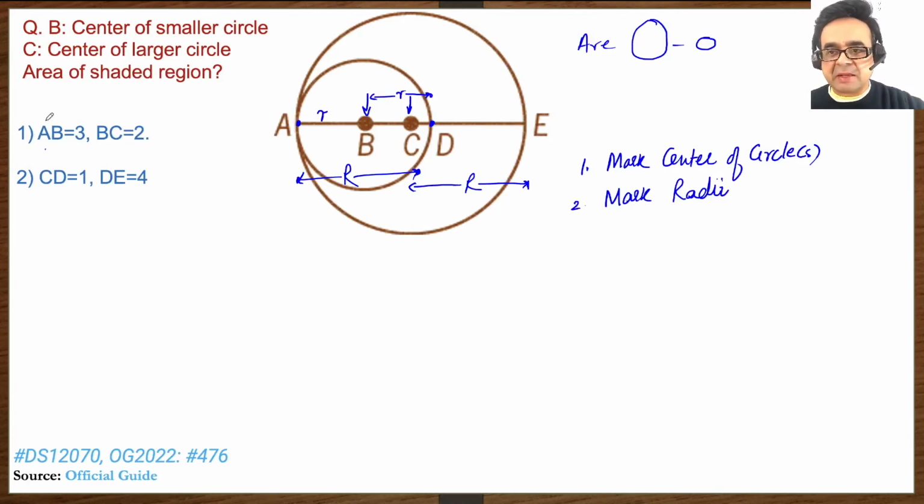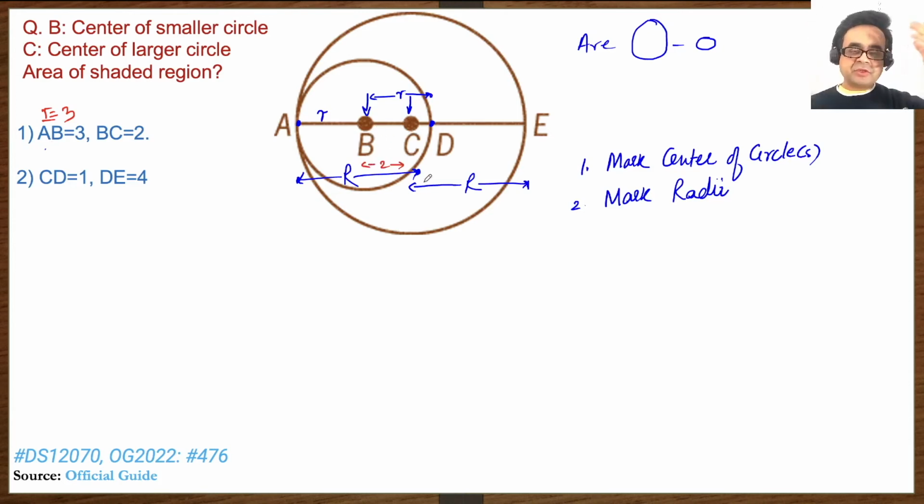It's given that AB equals 3. So AB is small radius. So we are easily given small radius equals 3. So that means we can easily find the area of the small circle. One part of the problem gone. Do we have enough information now to calculate the big radius, right? We are given this BC as 2.